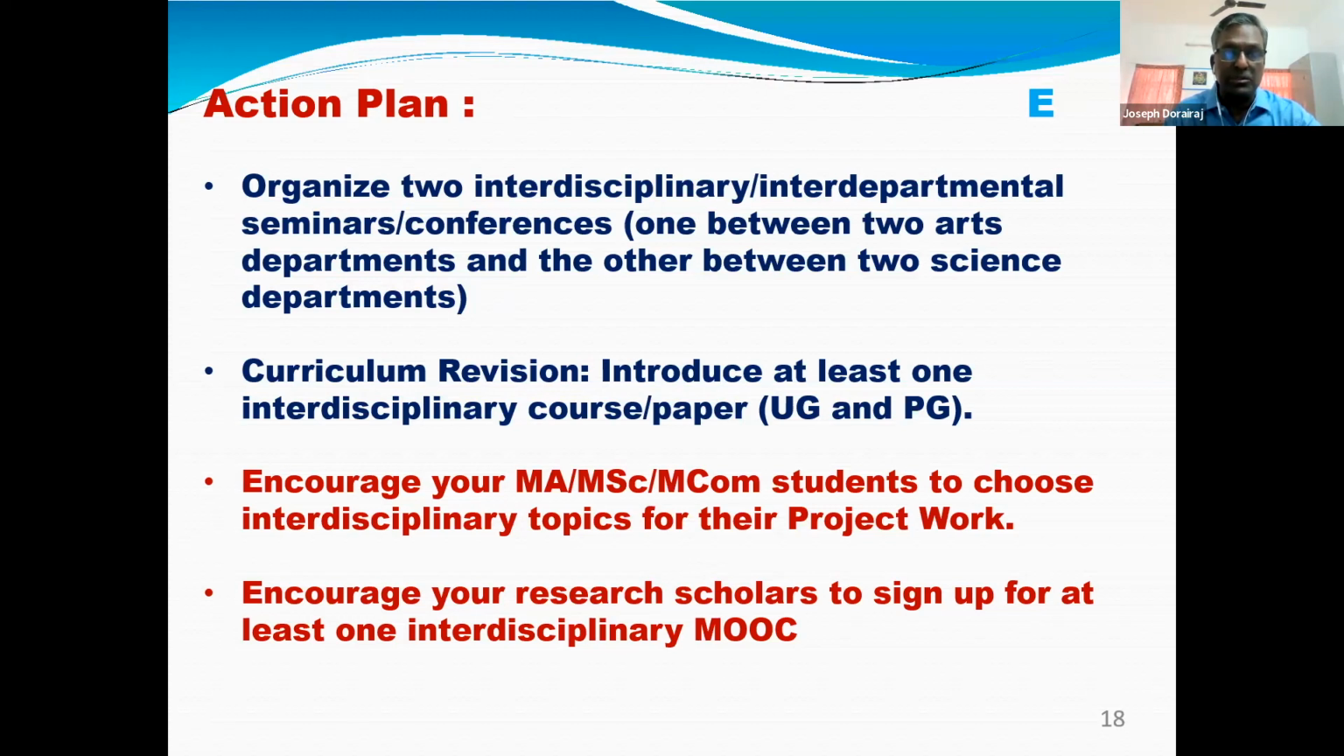It could be a project work, it could be a seminar, it could be a conference, or it could be the title of a PhD dissertation or an MA dissertation. So, action plan. I would like to suggest 4 points.